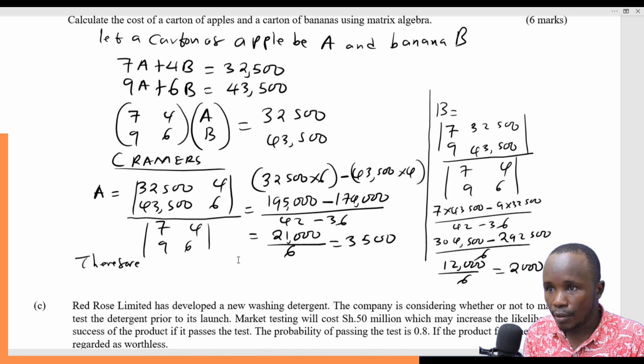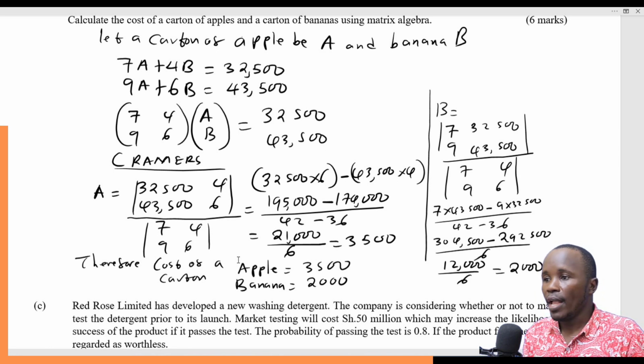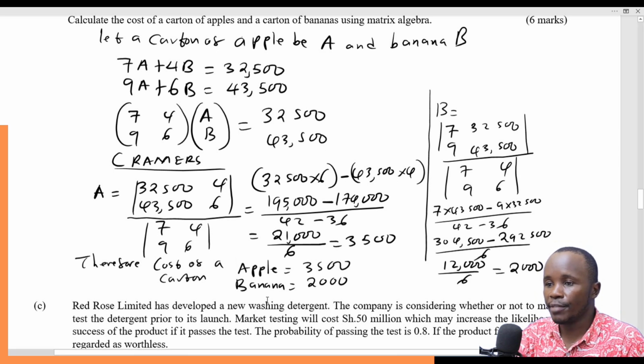We are looking for the cost of a carton. Cost of a carton of apple, which was A, is 3,500. Banana, which was B, is 2,000. And that's how you are to get your 6 marks in this particular question.